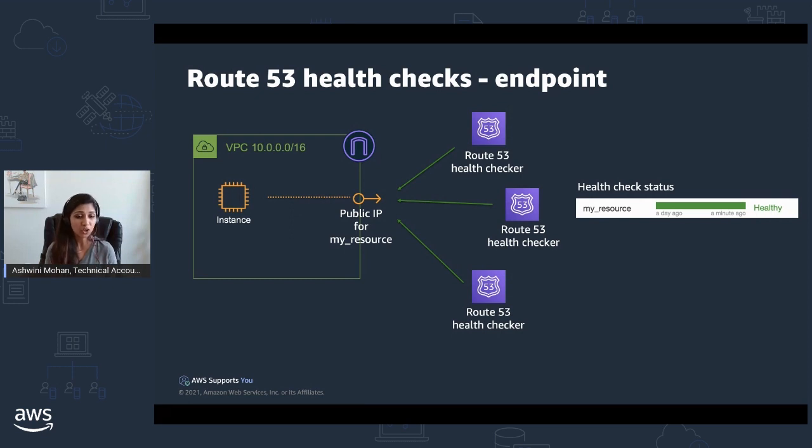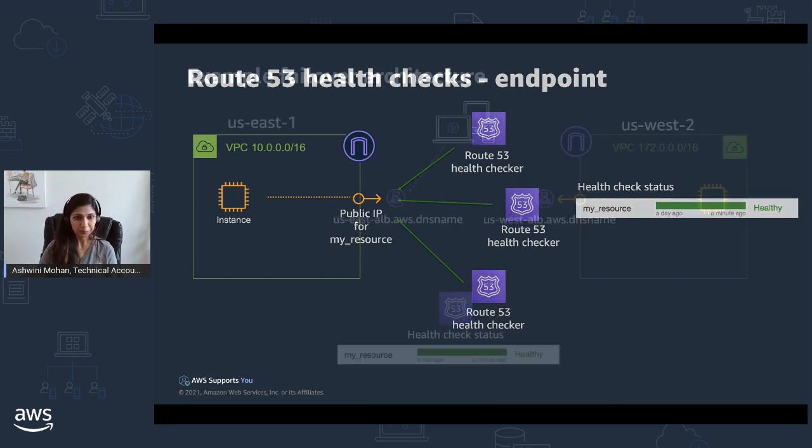If 18% of the health checkers or fewer report that the endpoint is healthy, then Route 53 will consider it unhealthy. So this is about the health check. Let me quickly move to the architectural discussion.